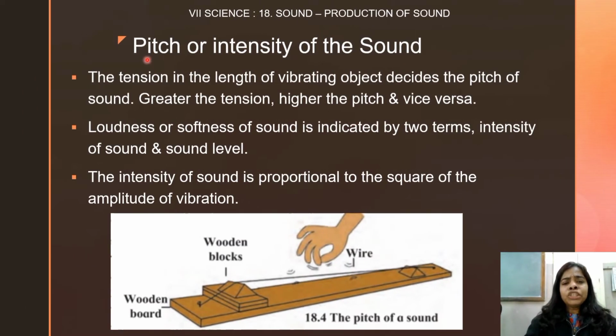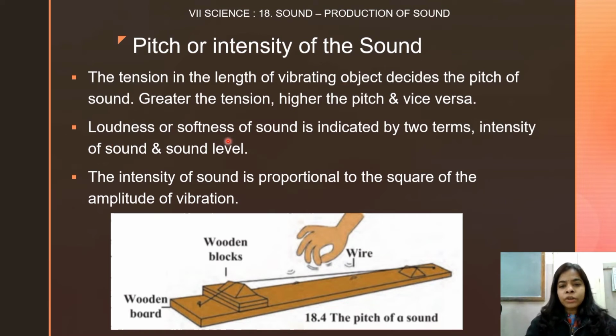Now, the pitch or intensity of sound. The tension in the length of the vibrating object decides the pitch of sound. That is why, children, we normally increase or decrease the tension in the wire, in the tabla, to adjust the sound. Greater the tension, higher the pitch, and vice versa. Means if the tension is less, the pitch will be less.